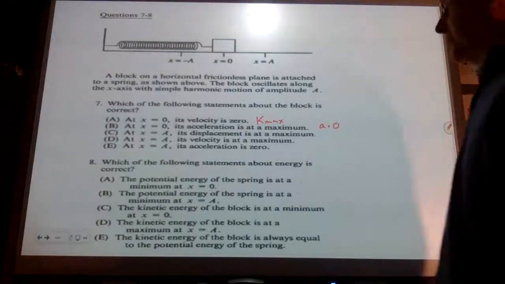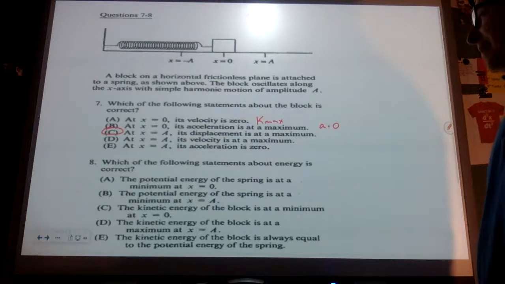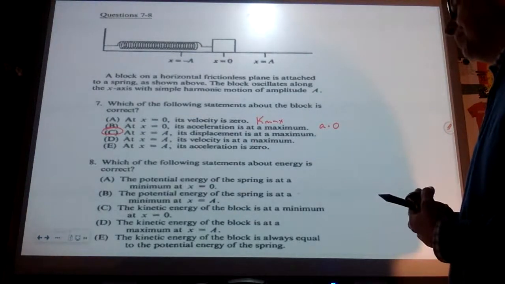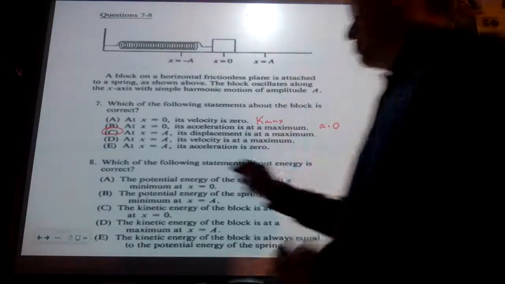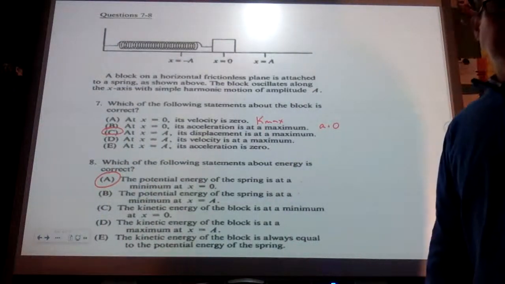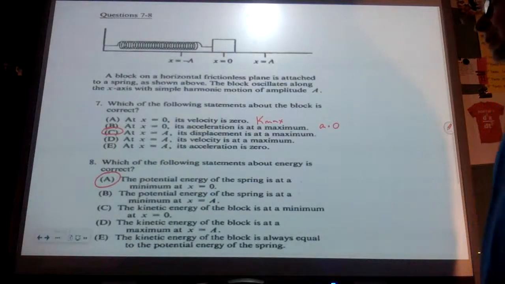At x equals A, its displacement is a maximum. That's a winner. 8, which of the following statements about energy is correct? The potential energy of the spring is at a minimum at x equals 0 is true. So that's when it is all kinetic energy. It would have no potential energy.